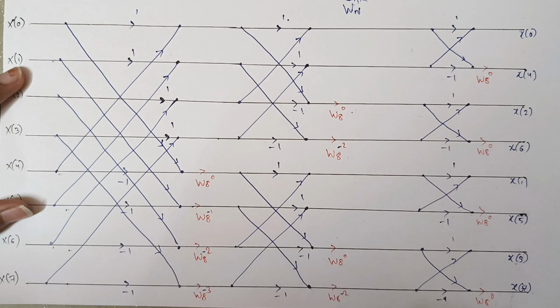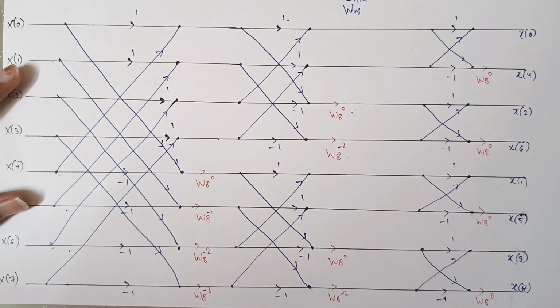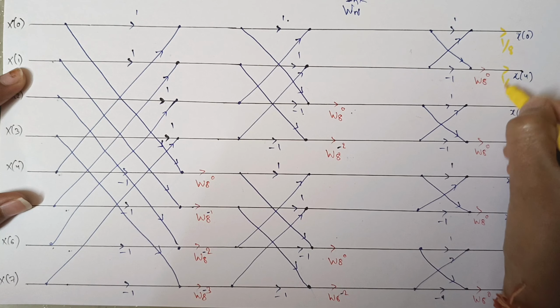Now the last thing that we need to take care of is the final solution. The final solution should be multiplied by 1 by N, that is 1 by 8. So the final solution should be multiplied by 1 by 8. I guess you are able to see the sketch.